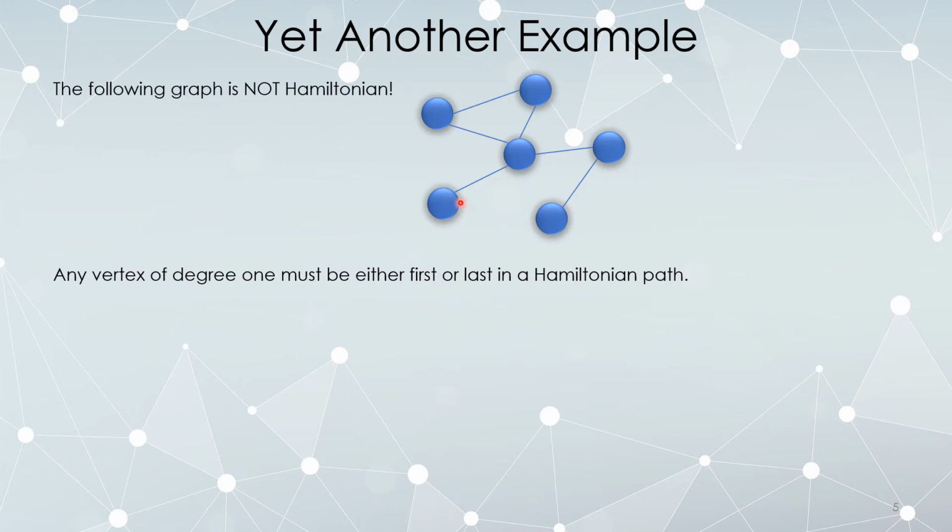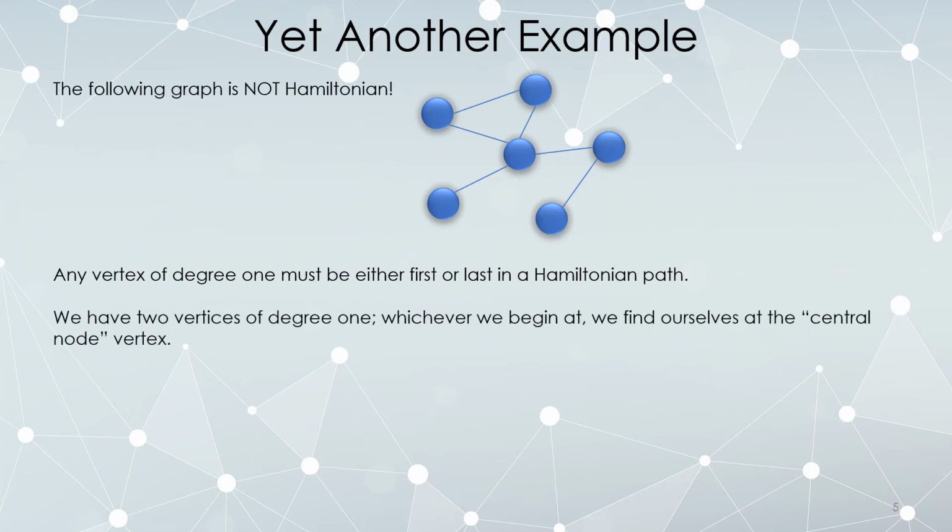Here we have 2 vertices of degree 1, however. So that's not an immediate disqualification. I could have one of these vertices at the beginning and one of them at the end. So let's suppose that there is a Hamiltonian path. The two vertices of degree 1 have to be the start and the finish. So either I start here and end here, or the other way around.